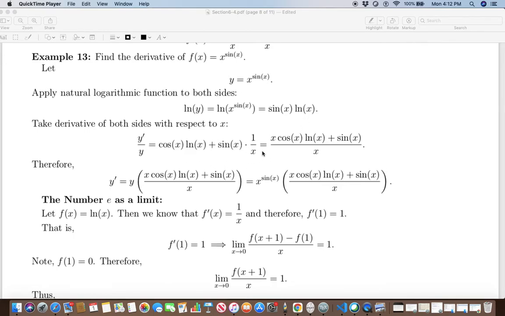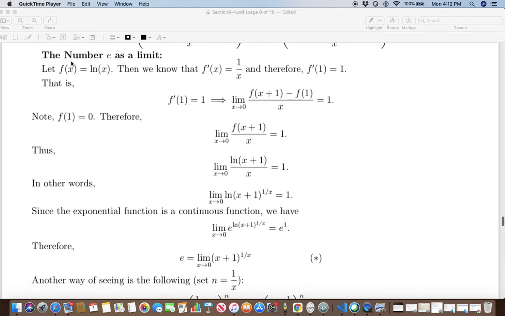Simplifying this with a common denominator x: x cosine x natural log x plus sine x, all over x. That is y prime over y. So what is y prime? Multiply both sides by y. y times your expression, and y itself is x to the power sine x. So you got your derivative. All right.